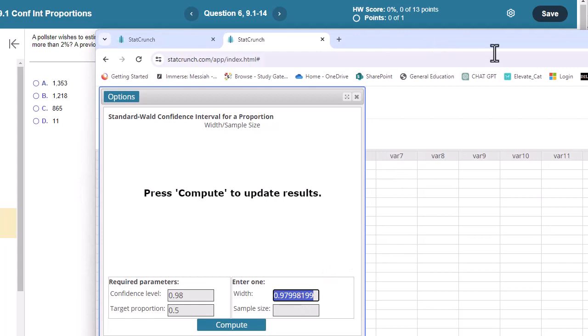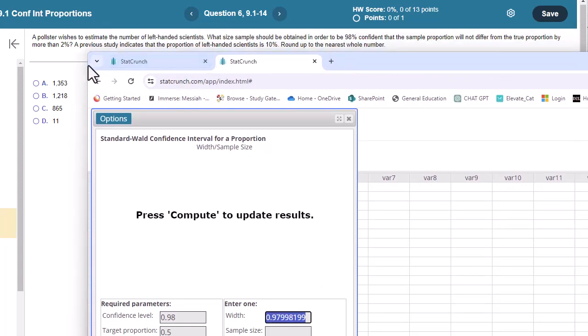The width, if you're going to miss it, this is probably where it's going to be, so don't miss it. It says plus or minus basically 2%. So that means we have 2% above, 2% below. So that's the margin of error. So I'm going to double that, and I'm going to get 0.04 would be my width.